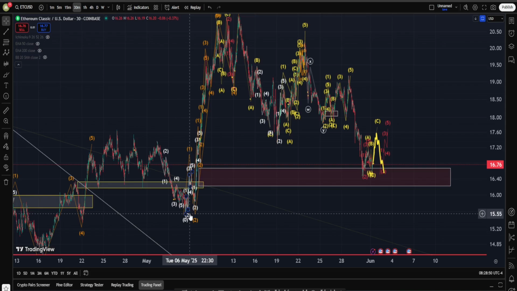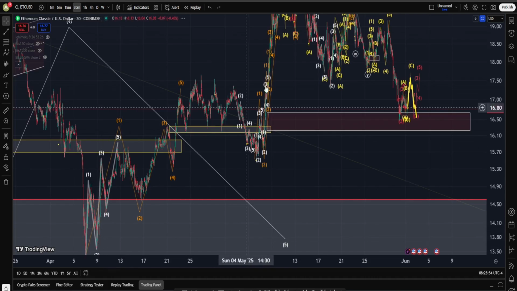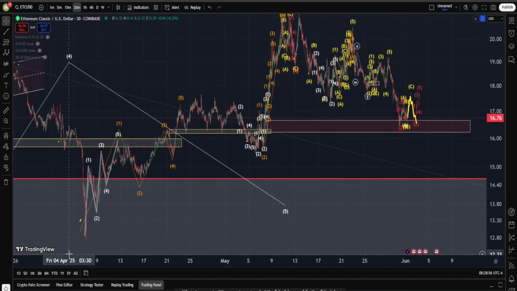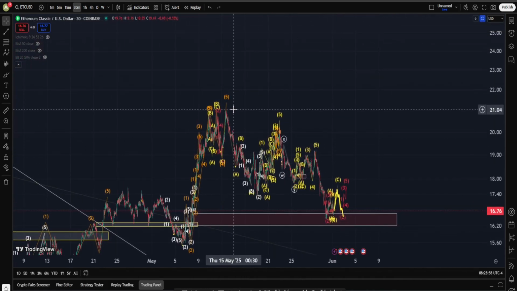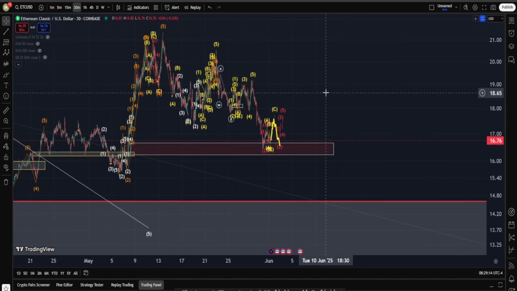Now, why is that important? Because if we do take this low, at that point, finding an impulsive structure on the upside, starting from the lowest low all the way up here to this high around, let's say, 21.5 bucks, is going to be extremely challenging. And I might have to argue at that point, this move down in ETC unfortunately is going to continue for quite some time.